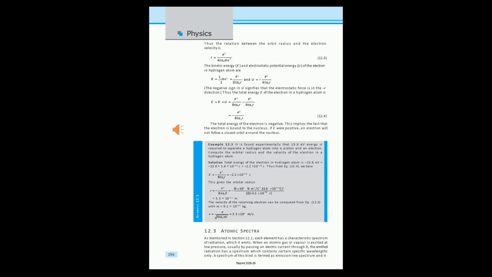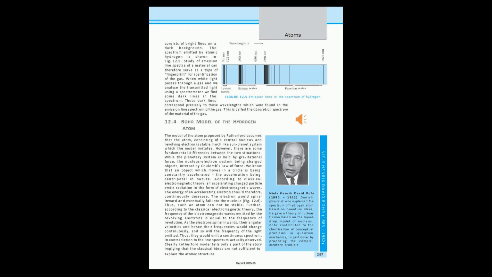Atomic spectra. As mentioned in section 12.1, each element has a characteristic spectrum of radiation, which it emits. When an atomic gas or vapor is excited at low pressure, usually by passing an electric current through it, the emitted radiation has a spectrum which contains certain specific wavelengths only. A spectrum of this kind is termed an emission line spectrum. It consists of bright lines on a dark background. The spectrum emitted by atomic hydrogen is shown in figure 12.5.